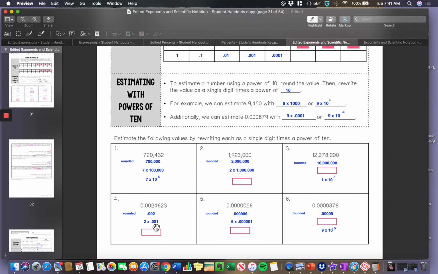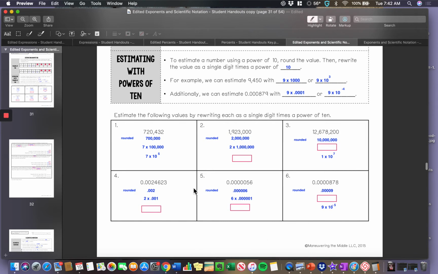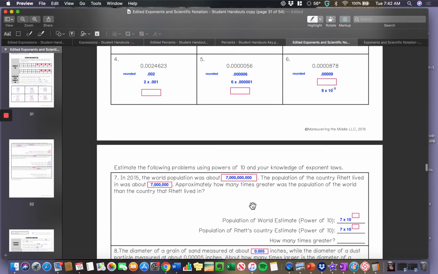1,000th or 0.001. So I need to write my answer in something that looks like this. So for example, I could have 2 times 10 to the negative third because the 1 is 3 spots to the right of 0. Okay, and for number 5 and 6, I don't think I need to explain myself any further. Okay, take those 4 examples and apply them to 5 and 6.